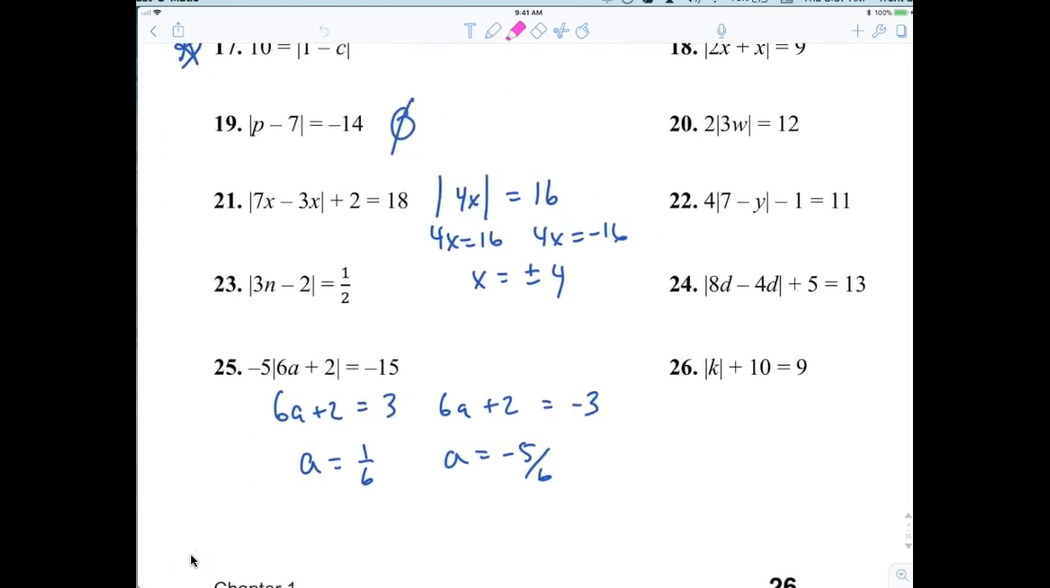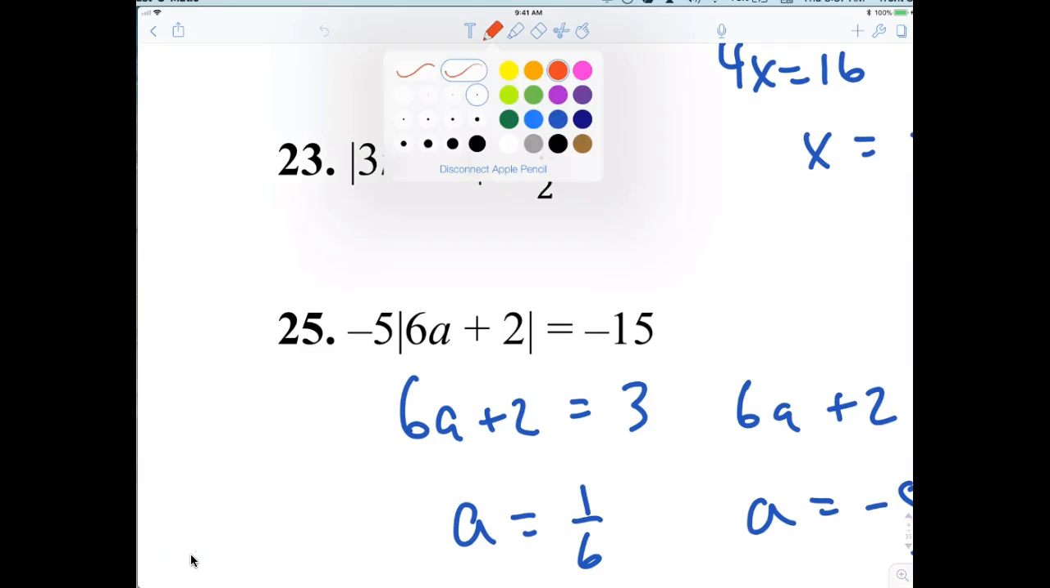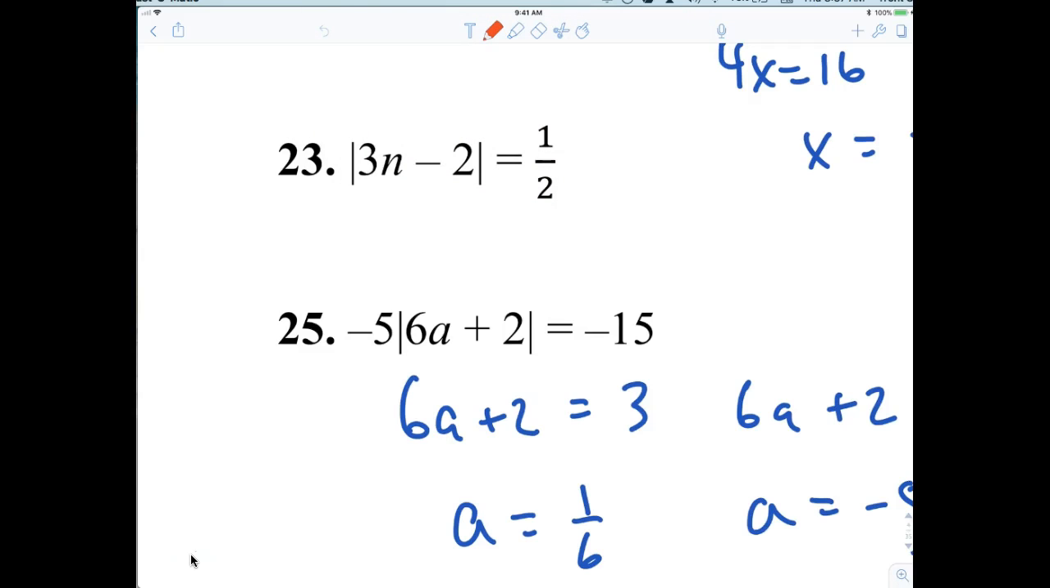Number 23. Here we go. Like this right here. So for this one, the important part is, again, anytime you have absolute values, you have to have two equations. So this becomes 3n minus 2 equals 1/2, and 3n minus 2 equals negative 1/2. Agreed? So 3n is equal to 5/2, correct? Because 2 is 4/2. And then n is 5/6. Agreed?